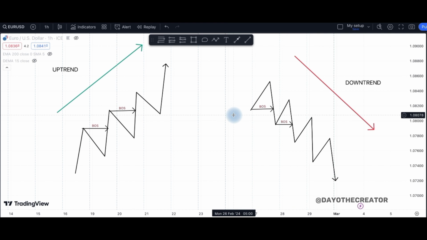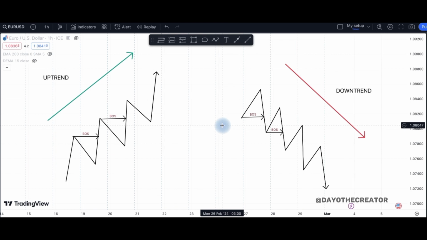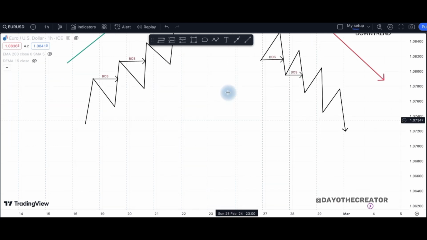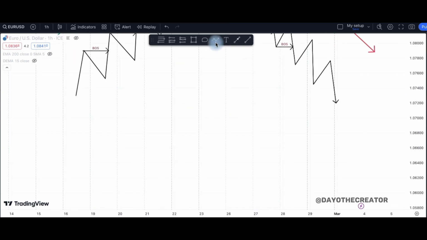This is just a brief recap of what happened last week. Since we now know what break of structure is, we need to know what change of character is. According to what we learned, the market moves in higher highs, higher lows, higher highs, higher lows, higher highs.